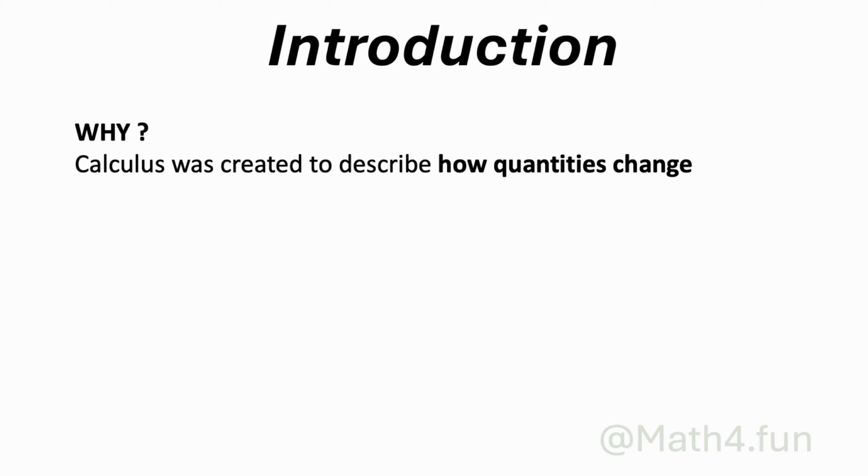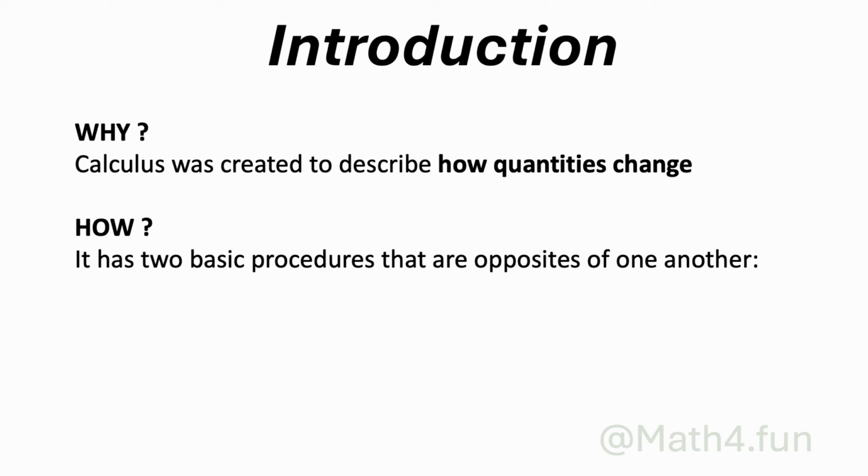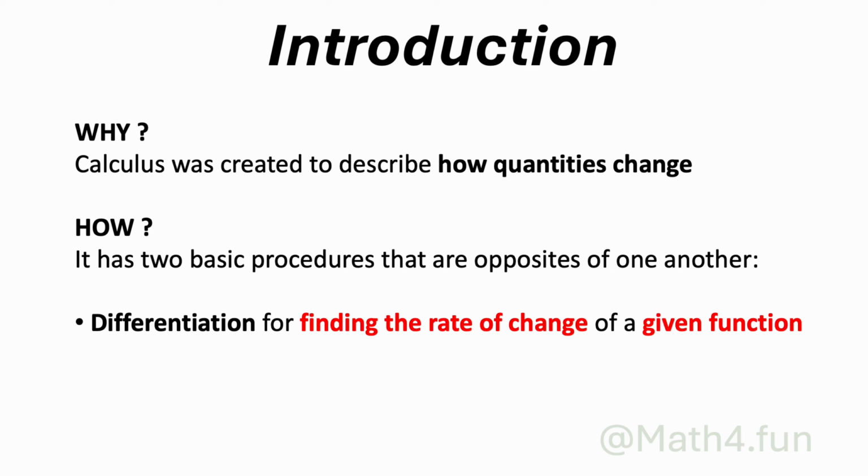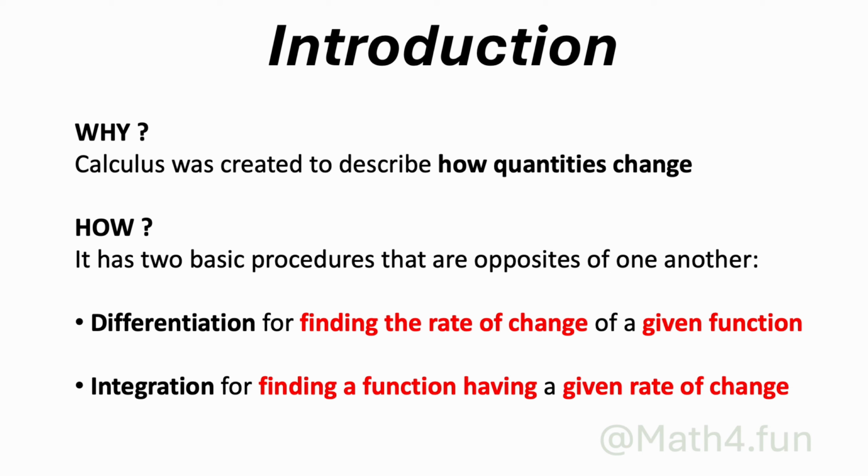How can we do it? How can we find this quantity? There are two ways. The first one is differentiation. Differentiation is the process of finding the rate of change of a given function. The opposite is integration. Integration is the process of finding a function when we are given its rate of change.